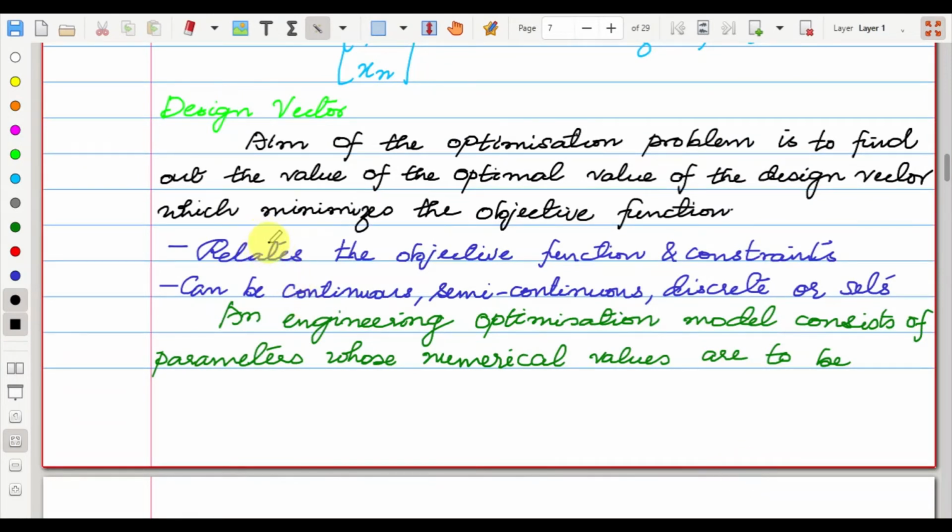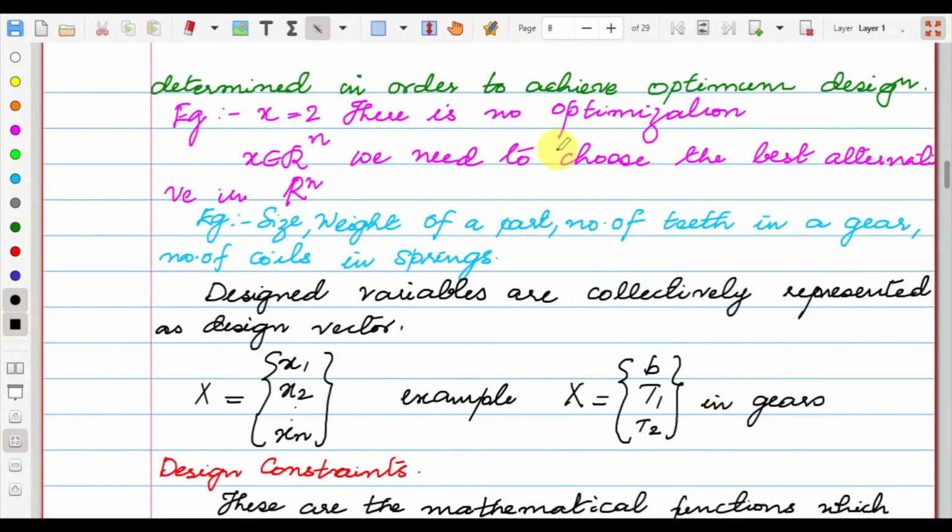So what is design vector? What is an x? How can we formulate x? Aim of the optimization problem is to find out the optimal value of the design vector which minimizes the objective function. That is, this design vector is related to objective function and constraint. It can be continuous, semi-continuous, discrete or set. An engineering optimization model consists of parameters whose numerical values are to be determined in order to achieve optimum design. For example, x equal to 2 means there is no optimization. But if we write like this, x element of R raised to n, we need to choose the best alternative in R^n. For example, size, weight of a part, number of teeth in a gear, number of coils in springs are examples for design vector.